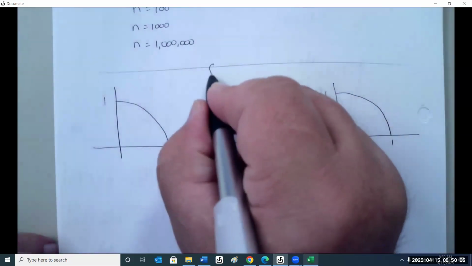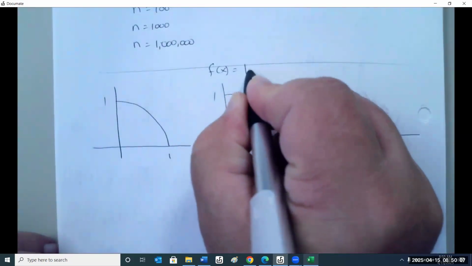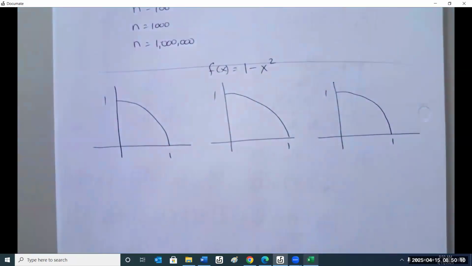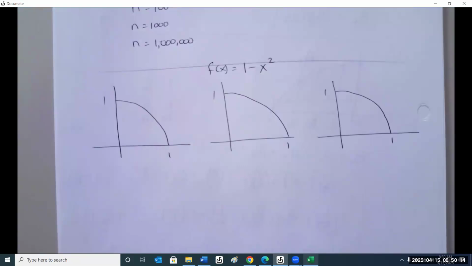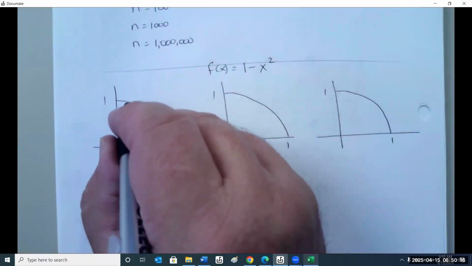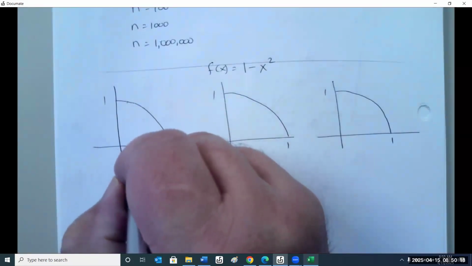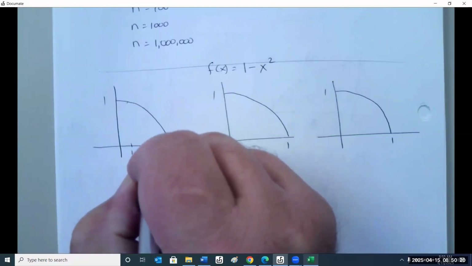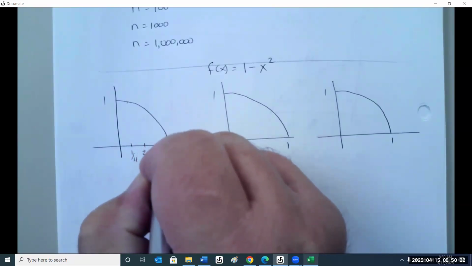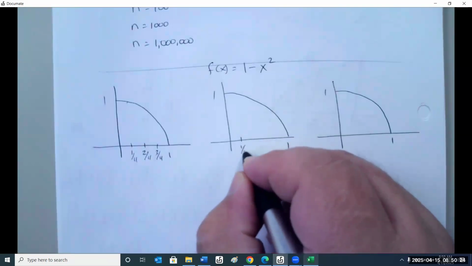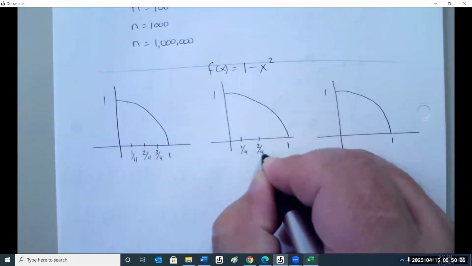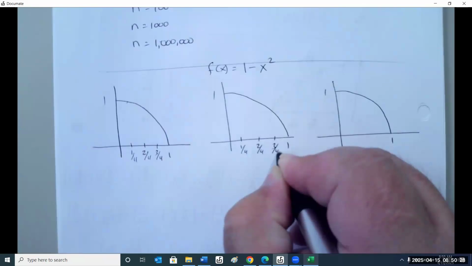These are all the same function. And let's say we did 1/4, 2/4, 3/4.